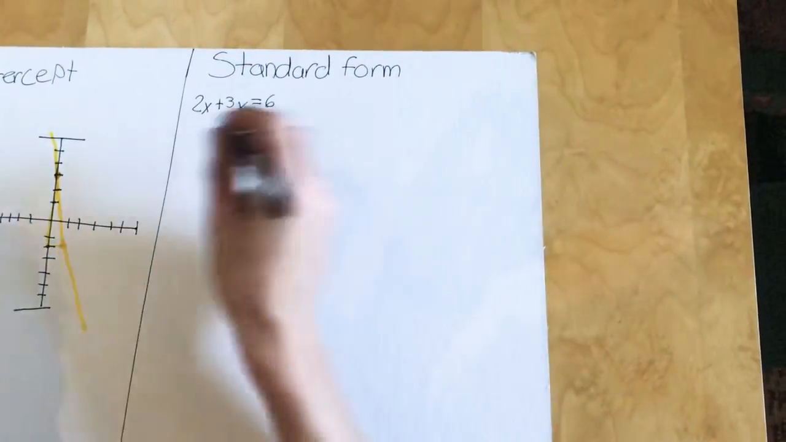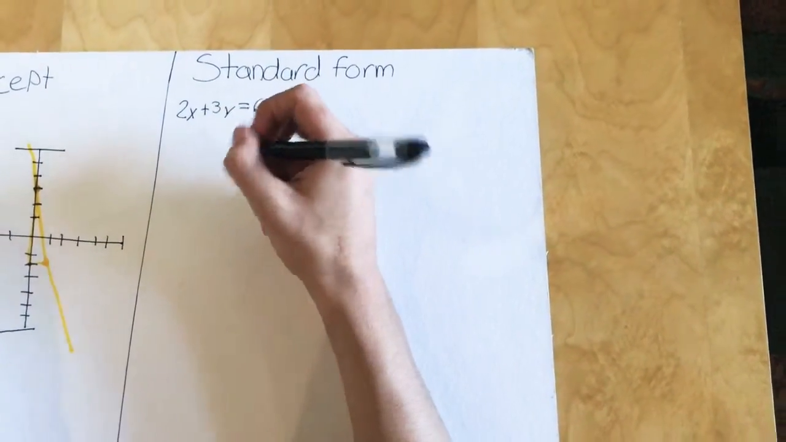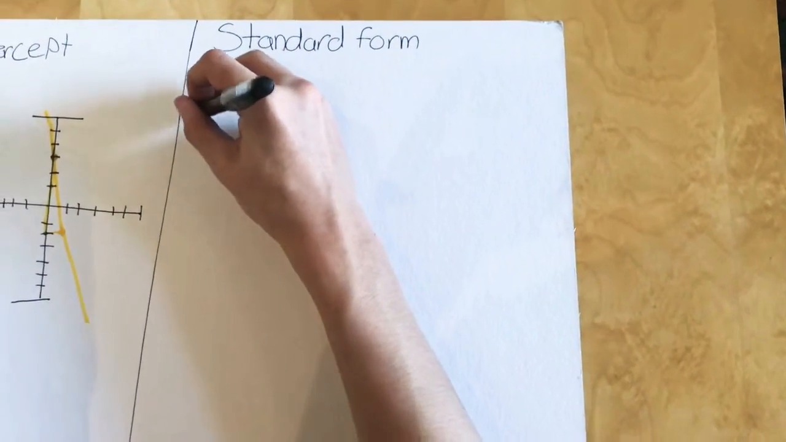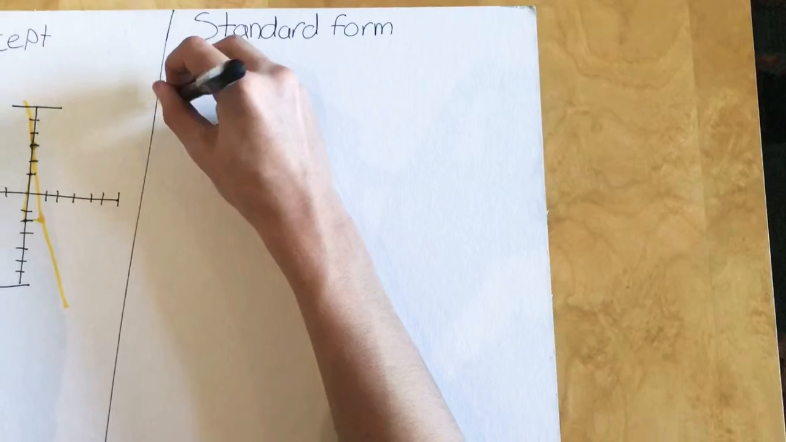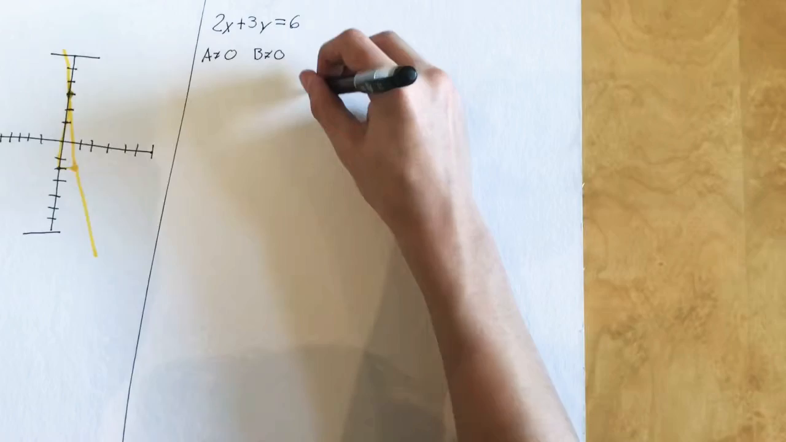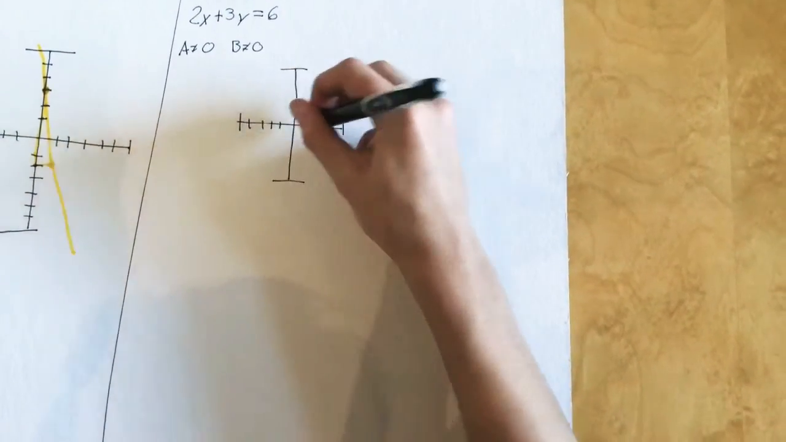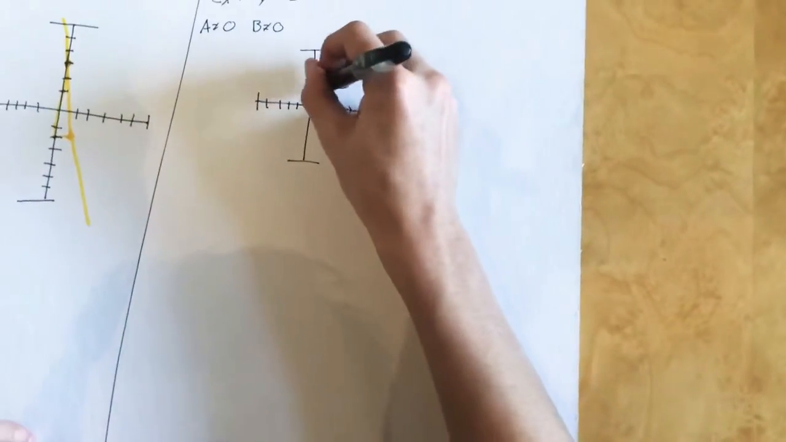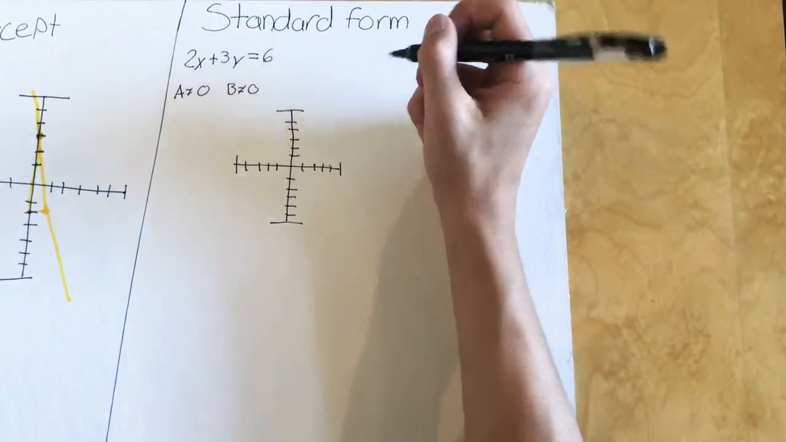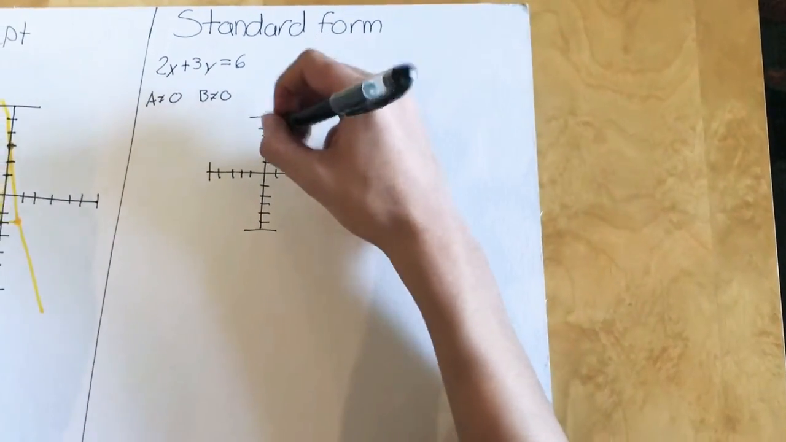Now we're going to see the standard form, and this is our example that we're going to work with. In the standard form, the first thing you have to know is that a and b cannot equal 0. So when you want to graph those, you make the graph, and you don't have the slope-intercept or something that you can work with.